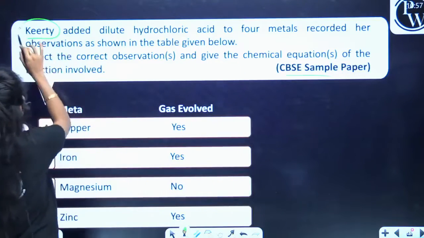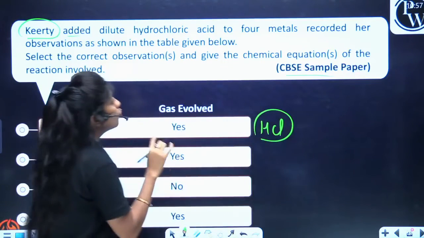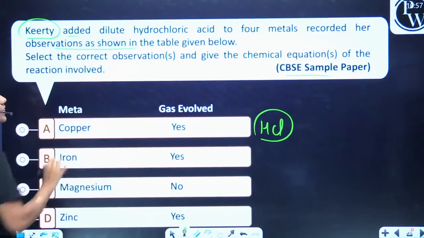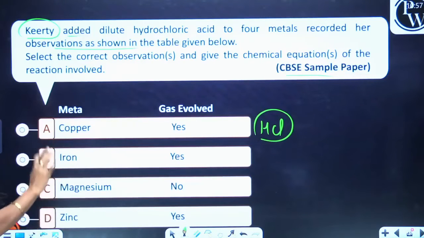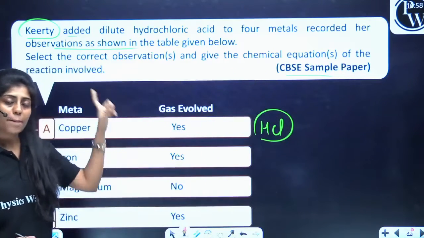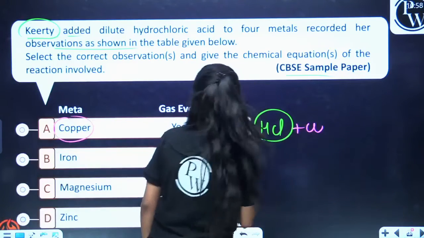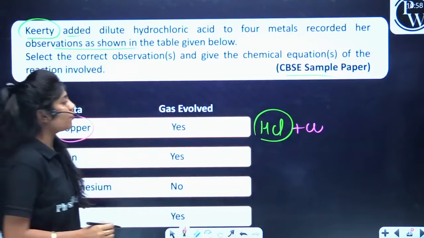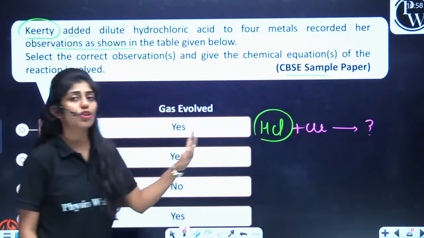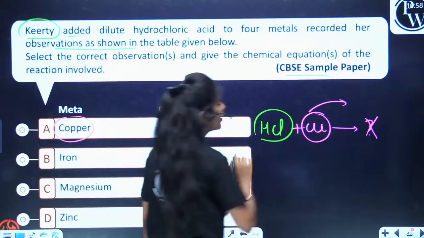Here you can see there is a student, Kirti, who added dilute hydrochloric acid, HCl, to 4 metals and recorded her observations, shown in this table. Select the correct observation and give the chemical equation of the reaction. So here you have to write that reactivity series fast. Here copper is reacting with HCl. Is there any evolution of gas? Yes or no? Let me know. No, there will be no evolution of gas. Why? Because copper is less reactive than hydrogen, right?